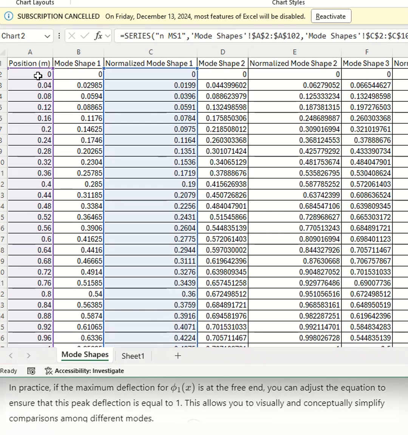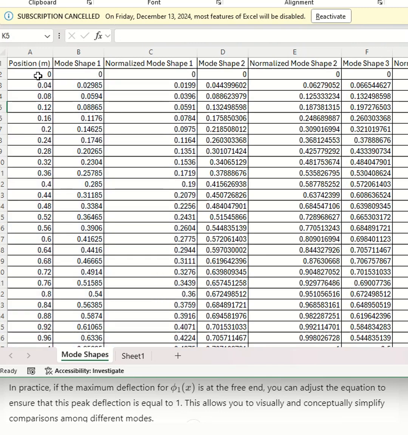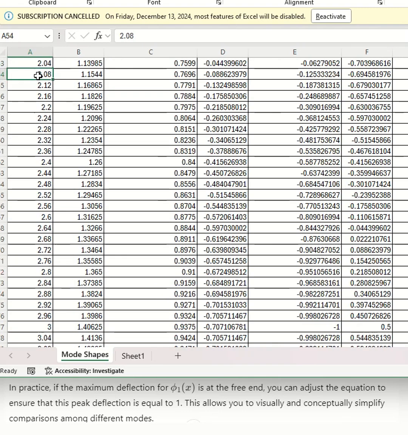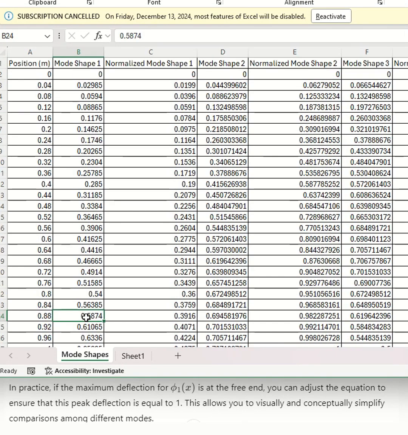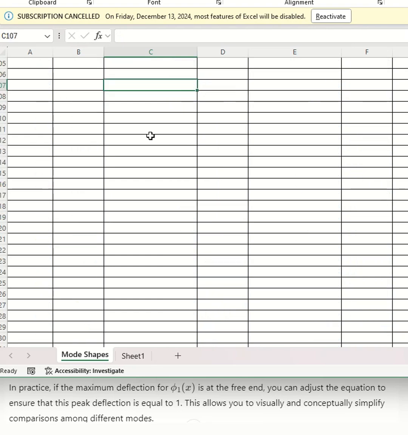Here we can see along this length, 0 to 4 meter, we are getting a maximum of 1.5. So normalized will be this value divided by 1.5, we are making it. So we are dividing by 1.5, that's why this is normalized to 1.